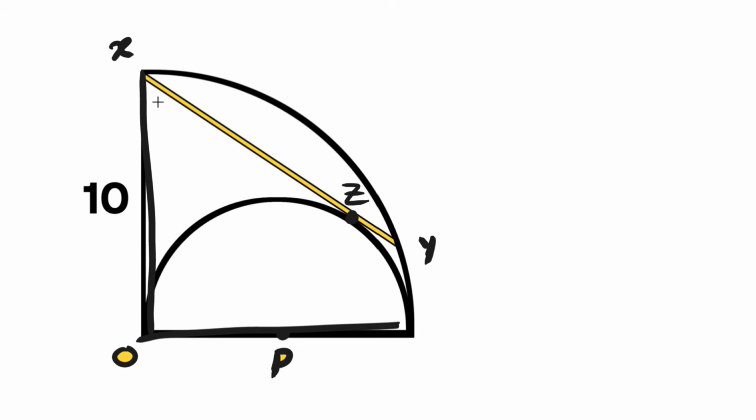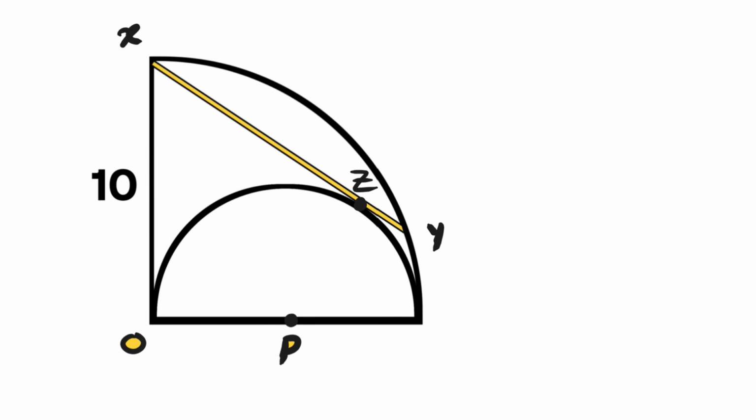We have a quarter circle with center O and radius 10 units, and inside it, we have a semicircle with center P. The diameter of the semicircle lies along the radius of the quarter circle, and we are told that the diameter of the semicircle is equal to the radius of the quarter circle.